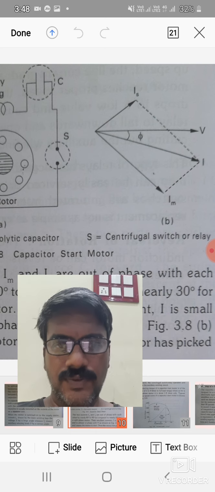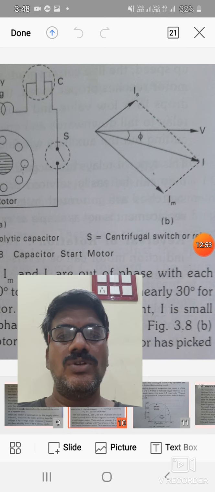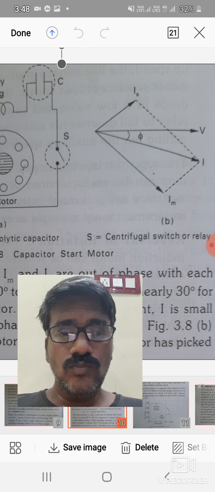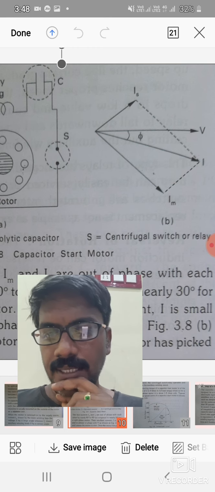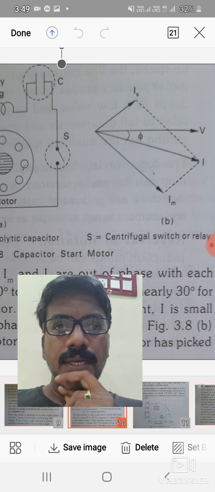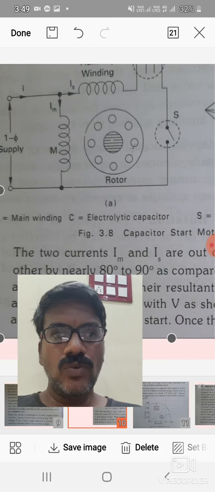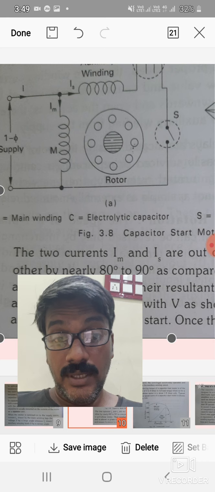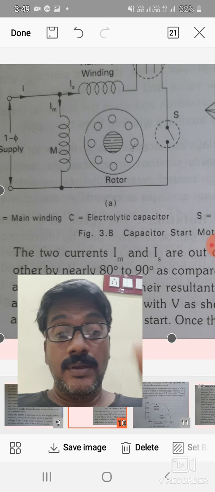The main advantage of this capacitor start motor is high starting current. We will get high starting current, and the capacitor is mounted on the top of the motor, right? It consists of two windings, main winding and auxiliary winding, and the capacitor is disconnected after 80% of the speed. After picking up the speed, the centrifugal switch disconnects the auxiliary winding or starting winding, right?